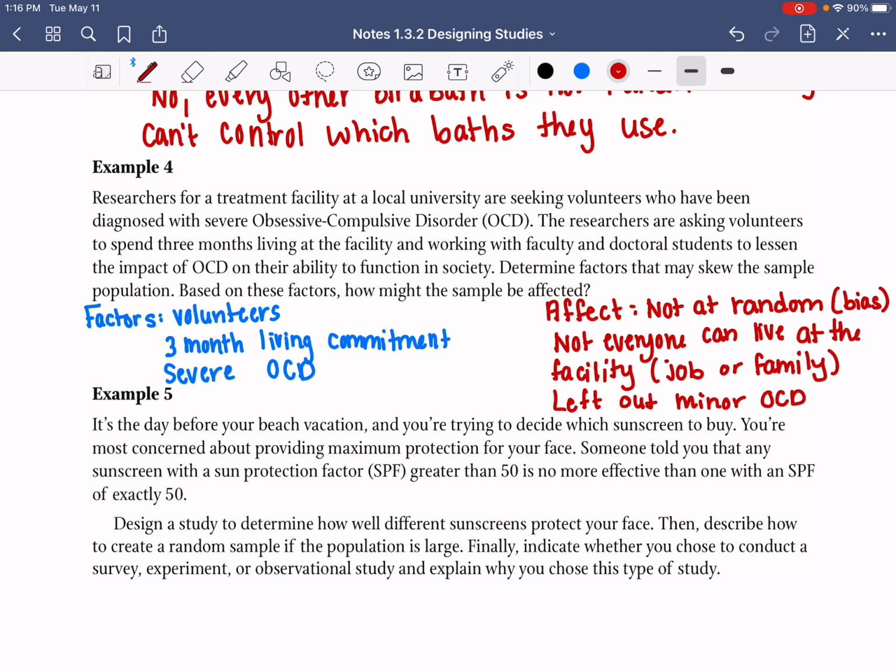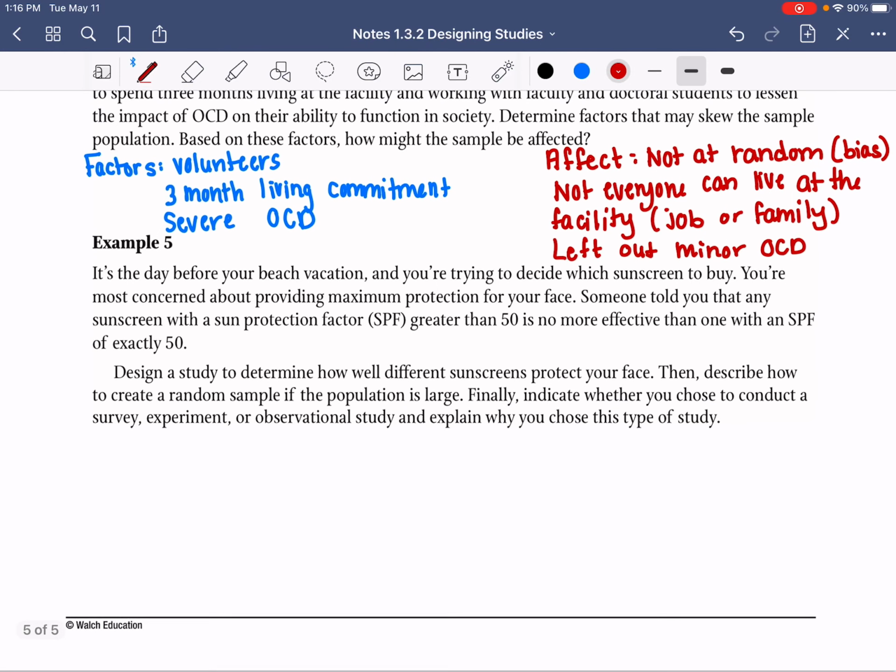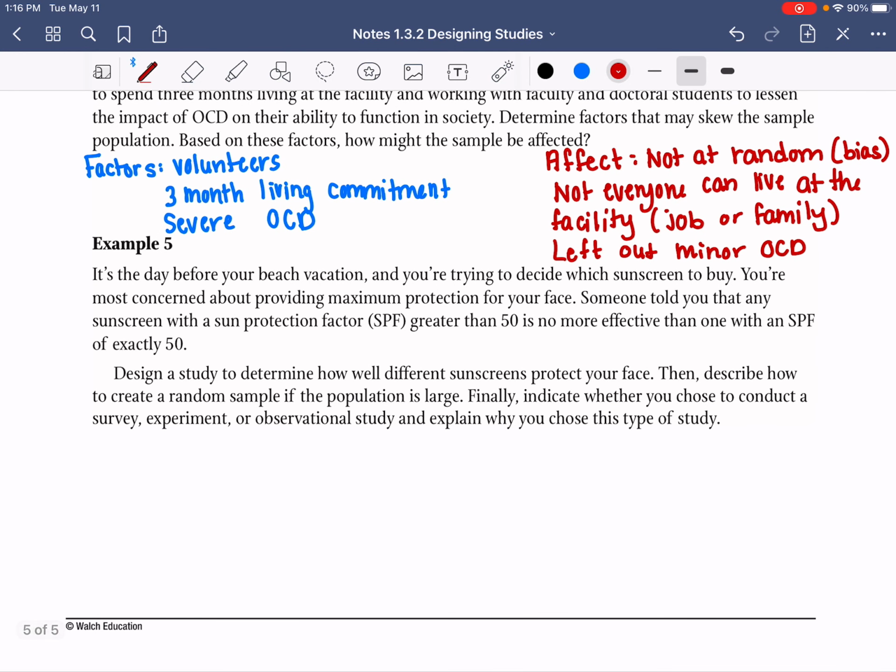So again, that's not like computations, it's a lot of just critical thinking skills. What did they mention? How could those things affect it? May skew. It's not saying that it's definitely going to be skewed, but it could skew your results.